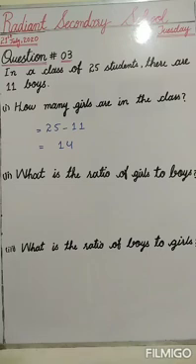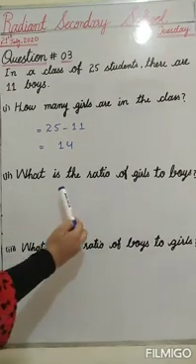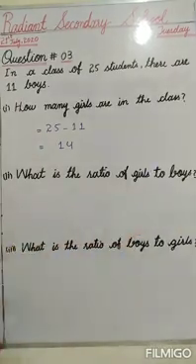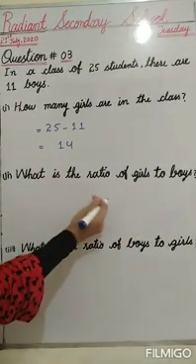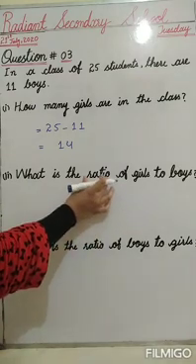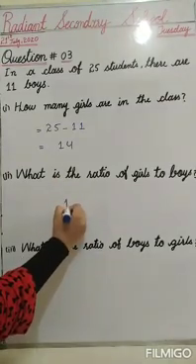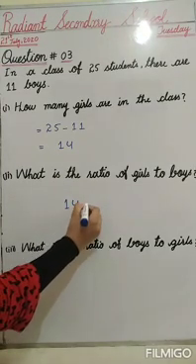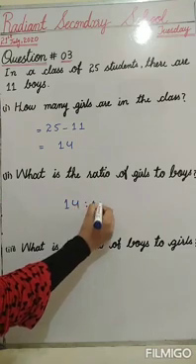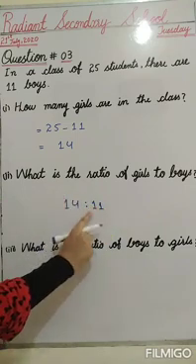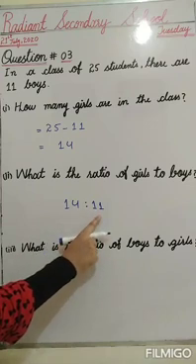Now in the next part, what is the ratio of girls to boys? Class, I have told you about the order of ratio in the previous lecture. That order is very important in the ratio. If girls is on the first place and after that the boys is there, so first we will write the number of girls and then we will write the number of boys with the sign of ratio between them. Girls to boys. How many girls are in the class? 14. And how many boys are in the class? There are 11 boys. So the ratio between girls to boys is 14:11.